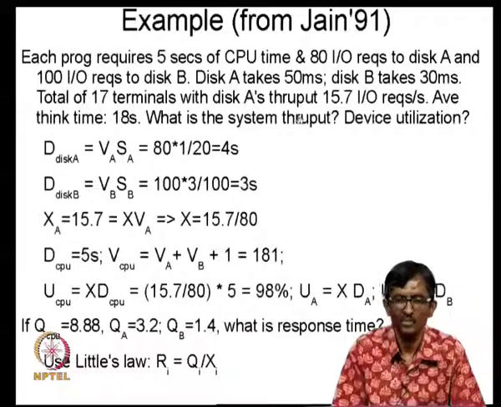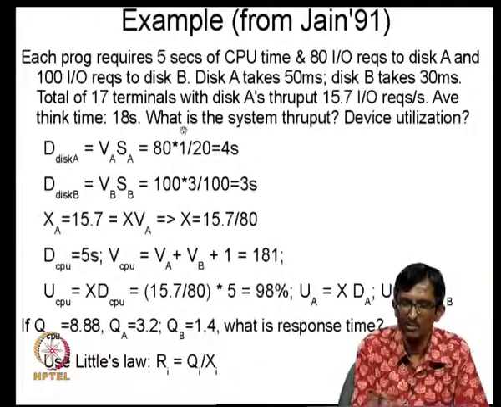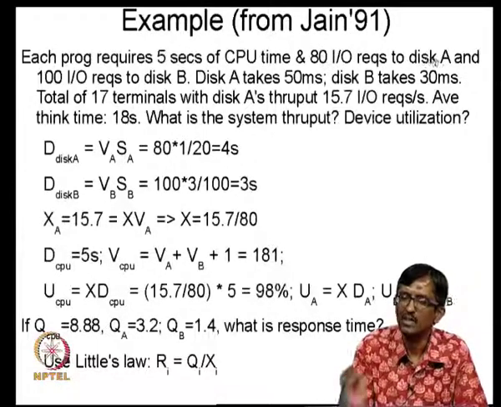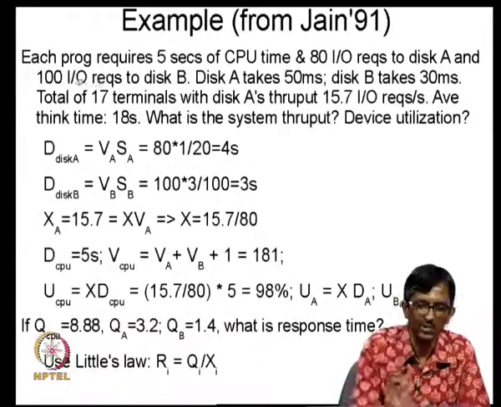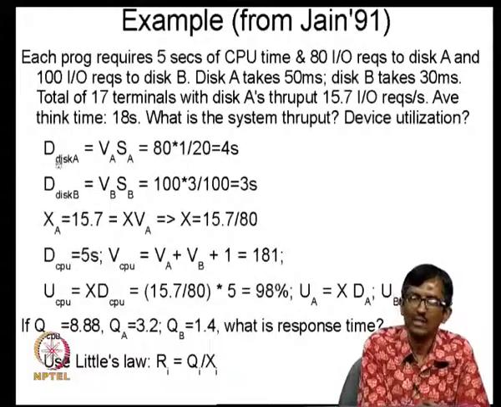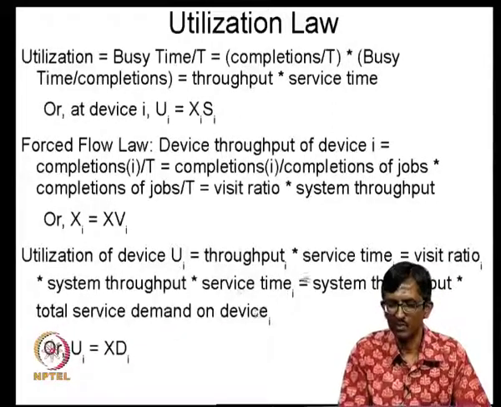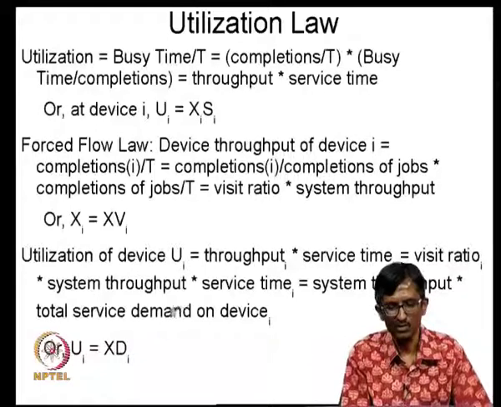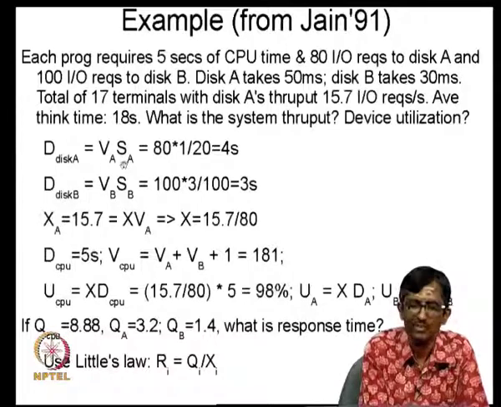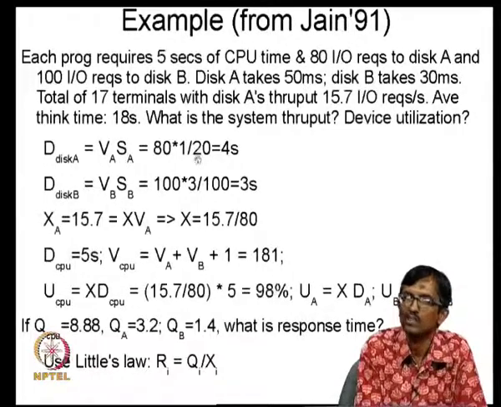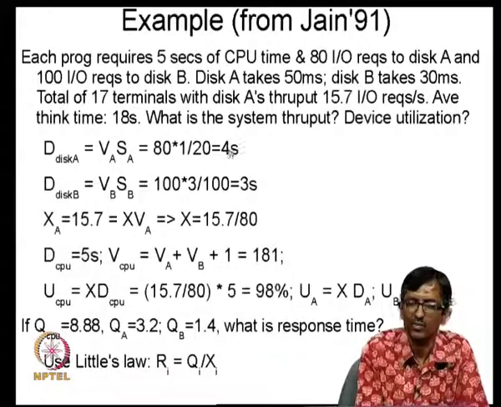So basically what can we say from this particular problem? It is saying that we have to visit disk A 80 times. So the visit ratio for disk A is 80 and the visit ratio for disk B is 100. So what is the total demand on disk A? We looked at demand, right? We want to find the total service demand on the device. So it is basically the visit ratio multiplied by service time. What is the service time for disk A? 50 milliseconds, 1 by 20th of a second. So the total demand for disk A is 4 seconds.